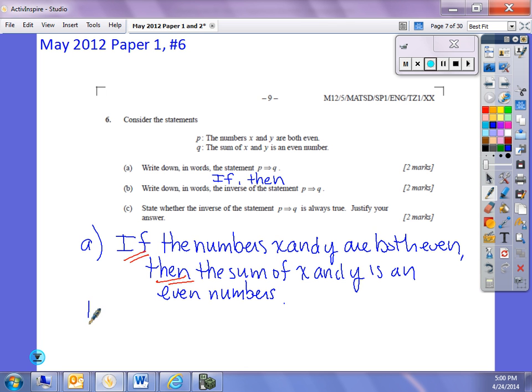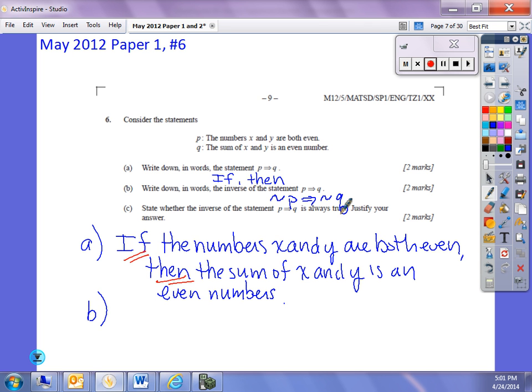In Part B, we're asked to write down the inverse of the statement. So in the inverse of a statement, we're going to remember that that is if not P, then not Q. And you would write, if the numbers x and y are not even, then the sum of x and y is not even. So that's just if not P, then not Q.